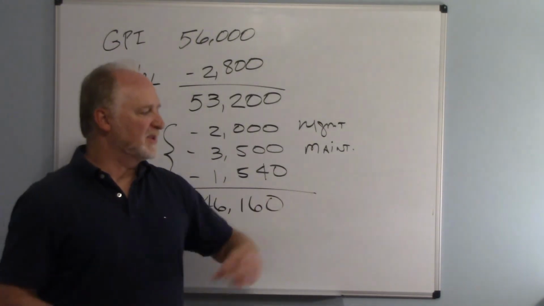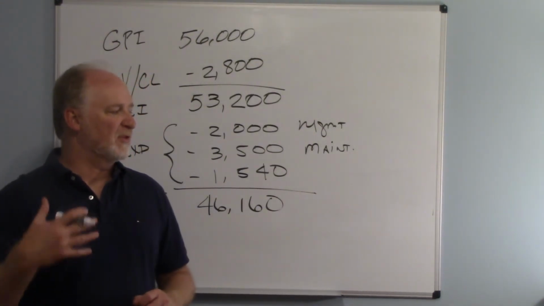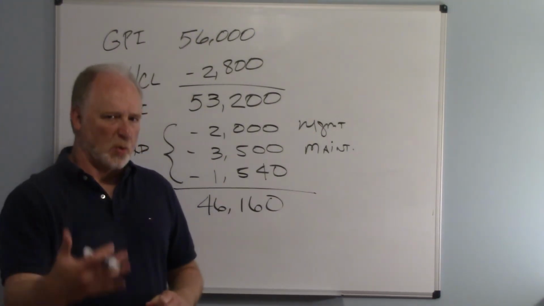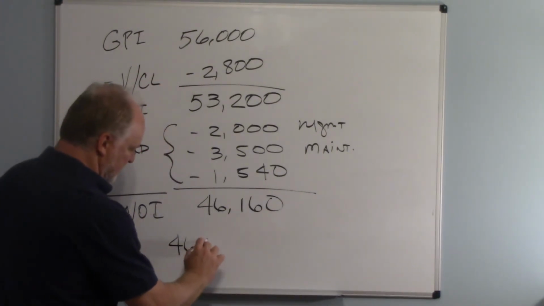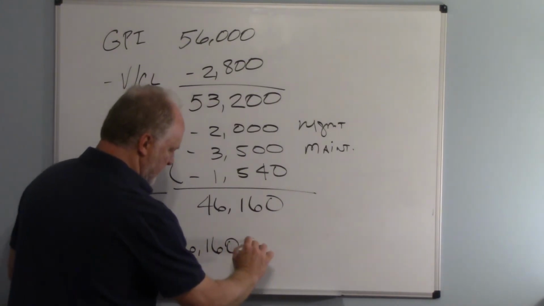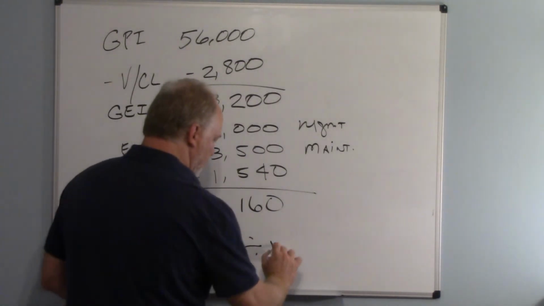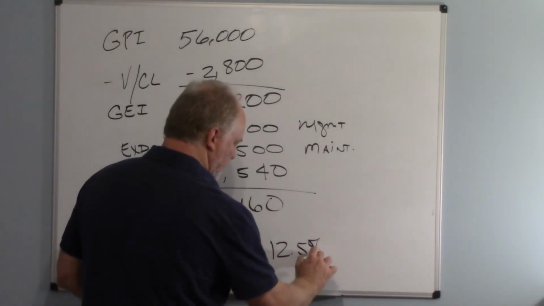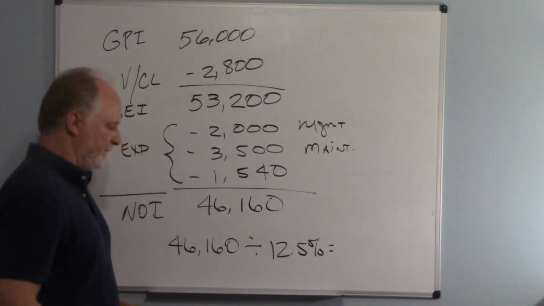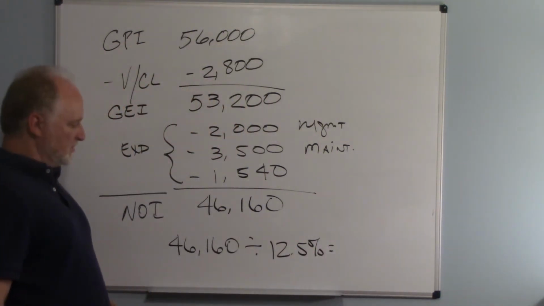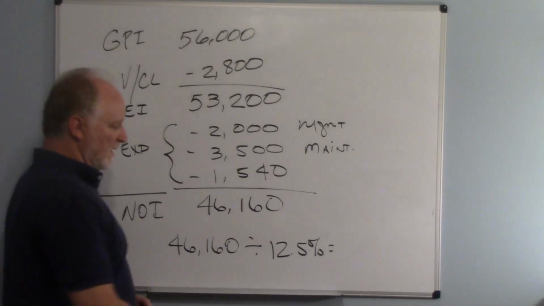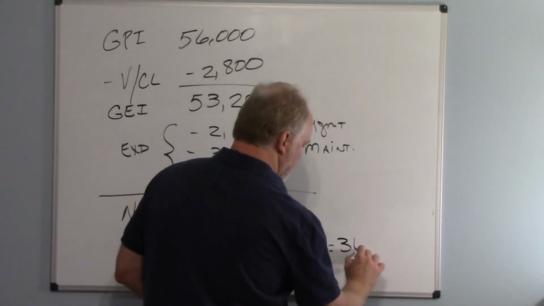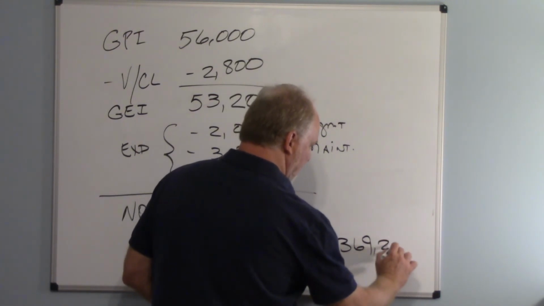And then finally, we're determining the value. Notice as we close out this question here, it says, what is the value of the property if the cap rate is 12.5%? So 46,160, I'm going to need some help with this, divided by 12.5%, and then you just have to trust your calculator. How much? 369,280.